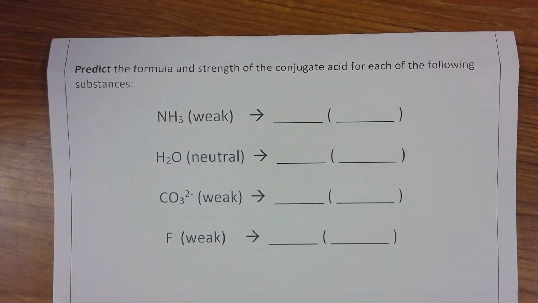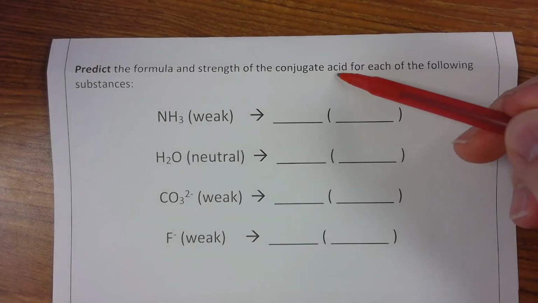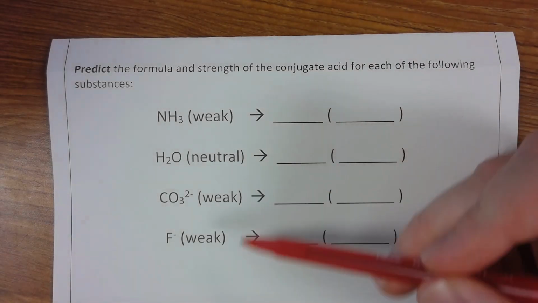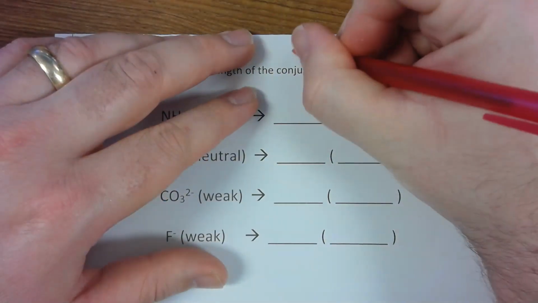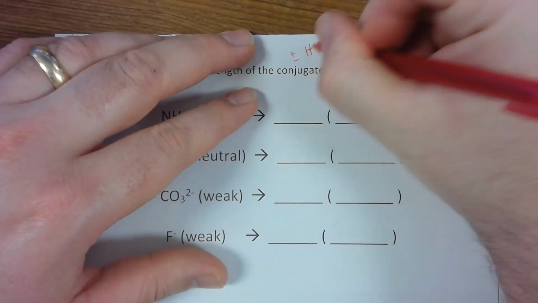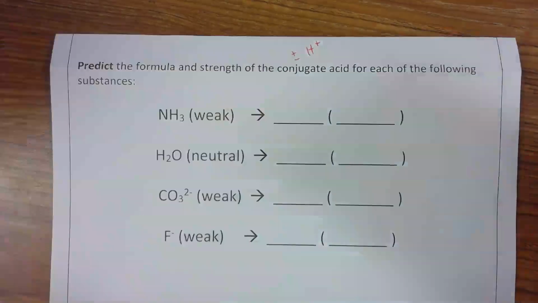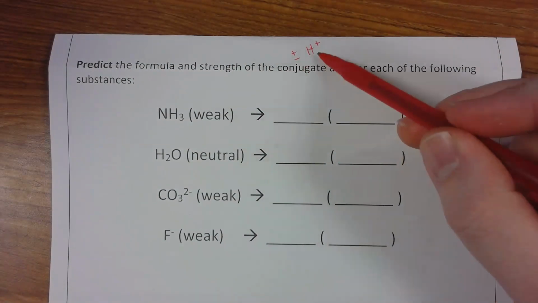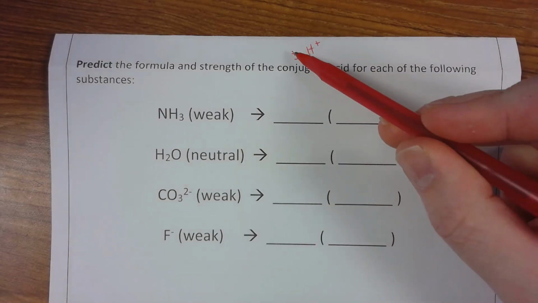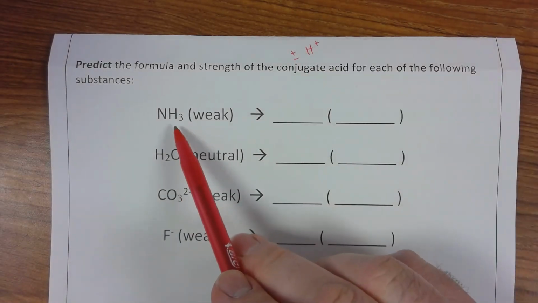All right, so the first thing I need to figure out here is what the formula is for the conjugate acid that would pair with each of these substances. Now remember, conjugates are only going to differ by a single H+. So whenever you hear the word conjugate, the thing you're looking for is either going to be missing an H+ or have an extra H+ compared to the thing you already have.